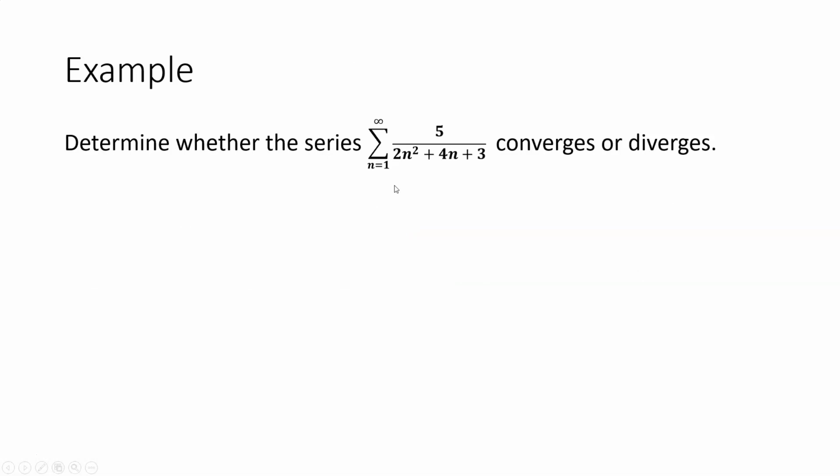Let's try an example. Suppose we want to determine whether the series 5 over 2n squared plus 4n plus 3 converges or diverges. One easy way to determine what we want to compare it with is to just take the dominant terms of this series. And by dominant, I mean the ones with the highest degree terms. So we're going to take the dominant terms, and that'll be our Bn series.